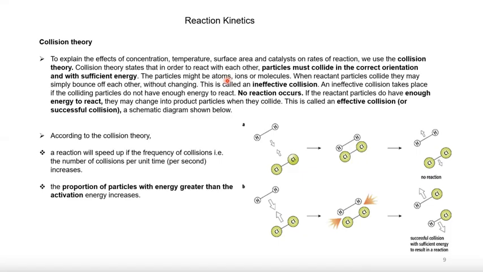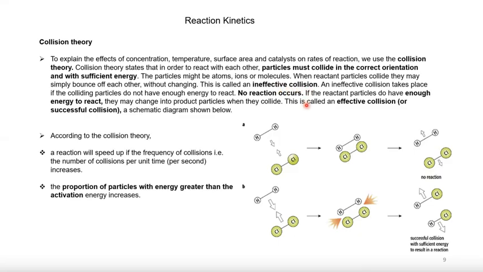When reactant particles collide, they may simply bounce off each other without changing. This is called an ineffective collision. Let's take hydrogen molecule and chlorine molecule, and they start colliding and bouncing off like this. There is no effective collision, or there is not sufficient energy. Therefore, we do not get any reaction, and this is called an ineffective collision.